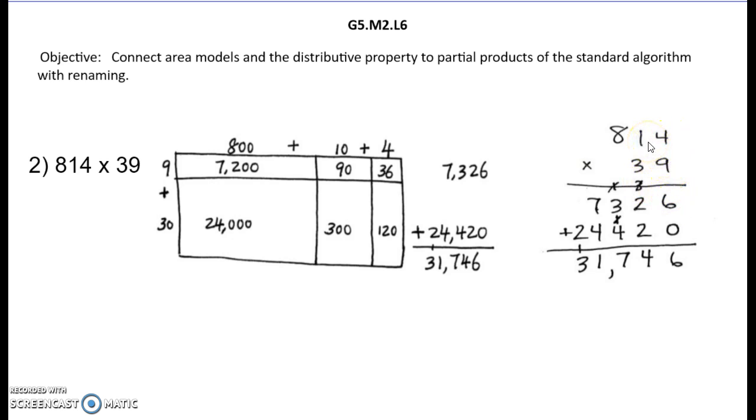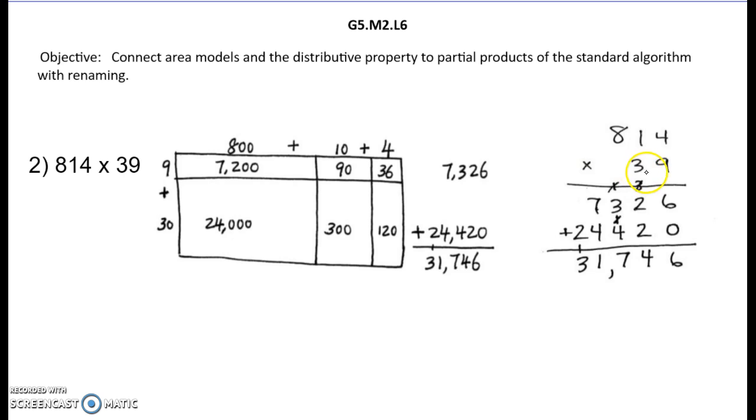9 times 1 ten equals 9 tens, plus the 3 tens we regrouped gives us 12 tens. So we're going to put down our 2 tens, regroup our 10 tens, or 100. 9 times 8 hundreds gives us 72 hundreds, plus our 1 extra hundred that we regrouped gives us 73 hundreds.